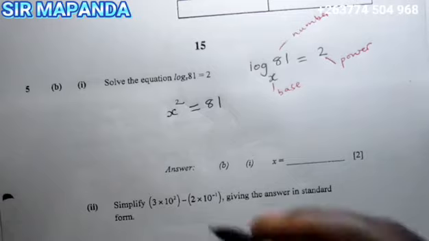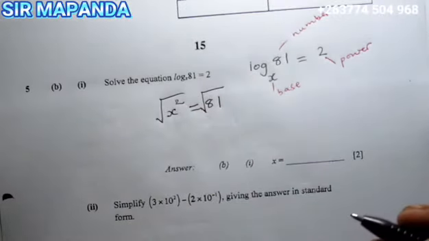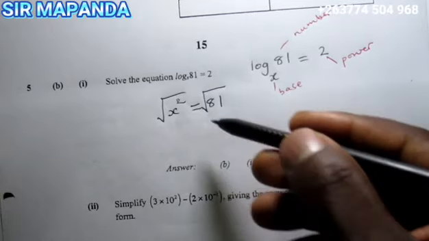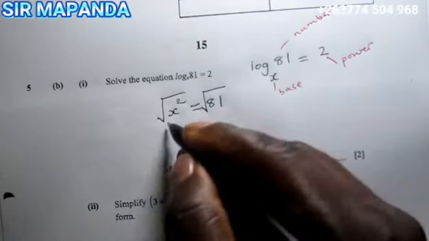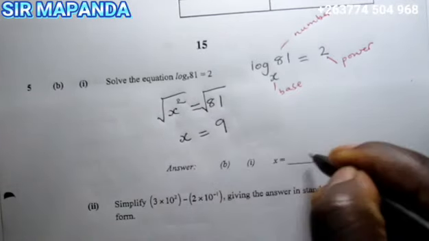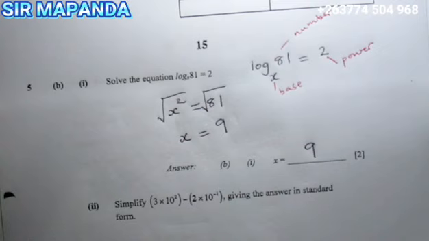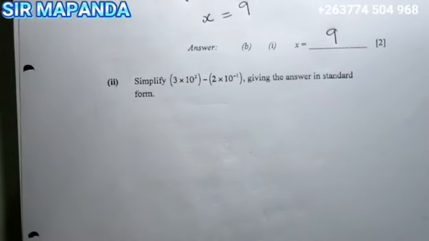I hope you are listening. Then you put a square root on both sides so as to remove this power 2, right? But you don't have to put plus or minus because we do not have a negative base. So you just need to put the square root without plus or minus. So the square root of x squared is x, then the square root of 81 is 9. So it means that the value of x is 9. Then you are home and dry. I hope you are listening, class. We move on to part B2.